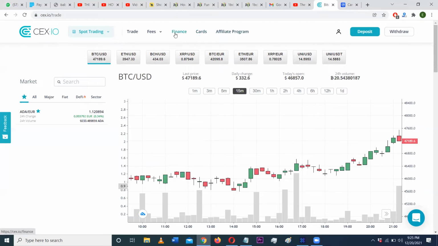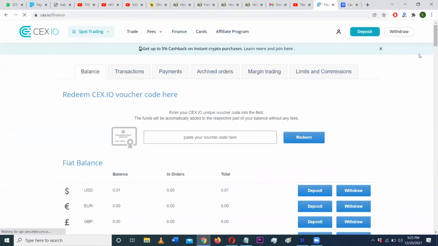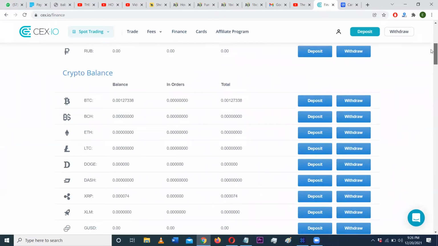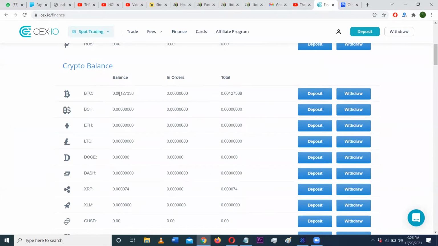Let me see if the money has come. Finance. Bitcoin balance. Yes, wonderful. So my Bitcoin has finally arrived in my account. Crypto balance, Bitcoin. So you can see BTC, I have 0.00127 Bitcoin.